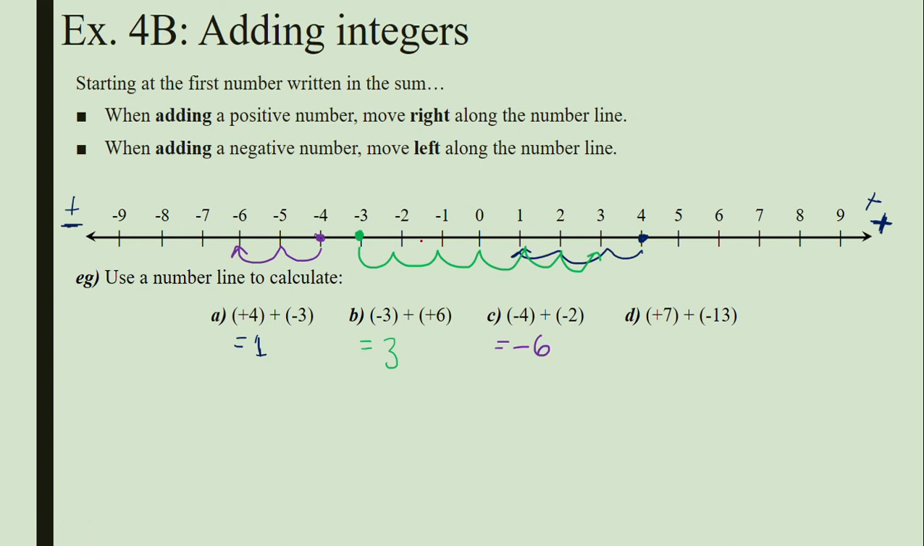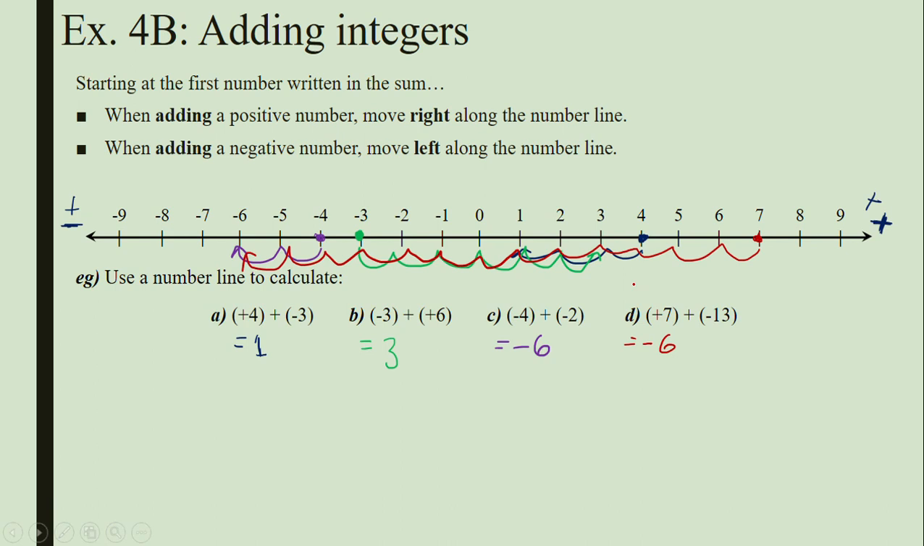And finally, we're going to start at positive 7 for part D. Then we're going to add negative 13. So again, we're moving to the left. And we'll go 1, 2, 3, 4, 5, 6, 7, 8, 9, 10, 11, 12, 13. And our answer for part D is negative 6 as well.